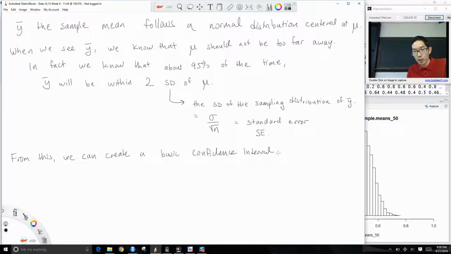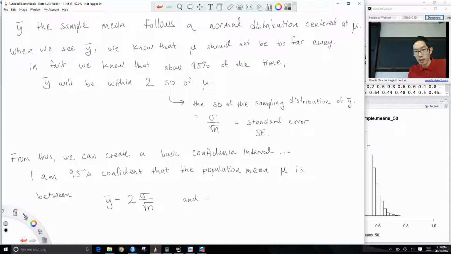And say something like, I am 95% confident that the population mean mu is between y bar minus 2 times sigma over the square root of n, and y bar plus 2 times sigma over the square root of n.